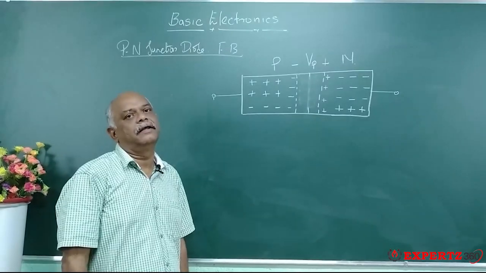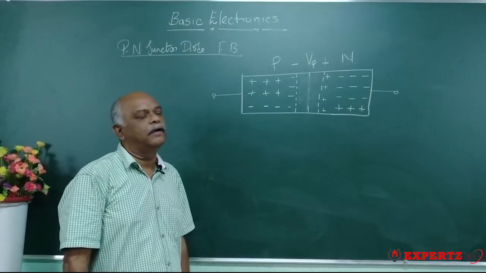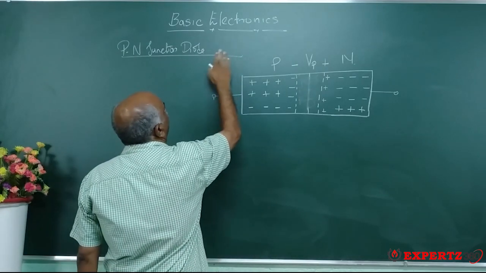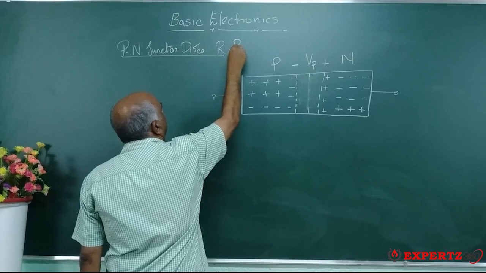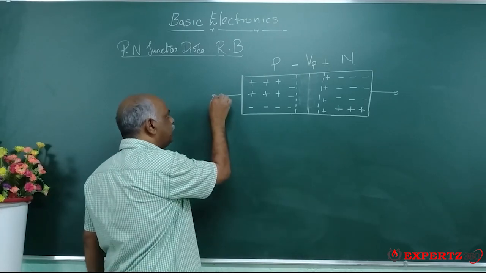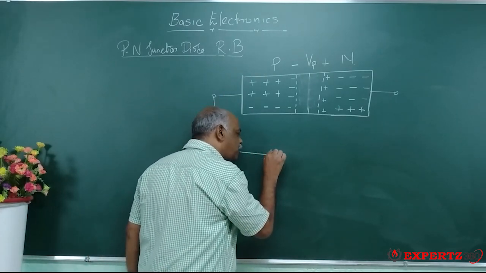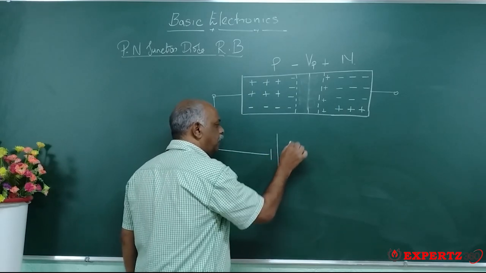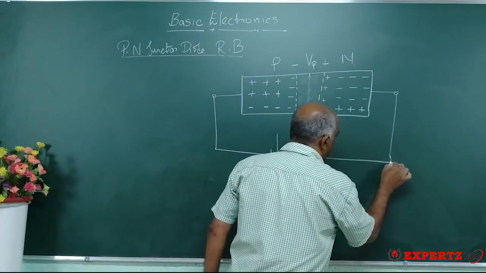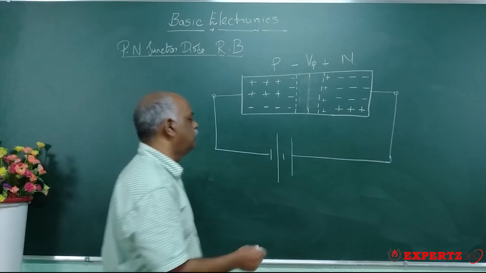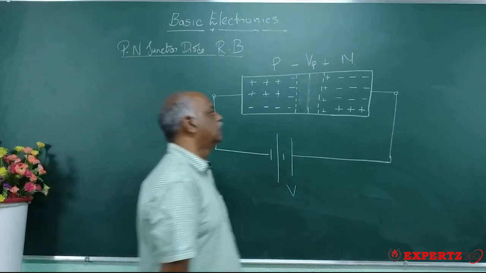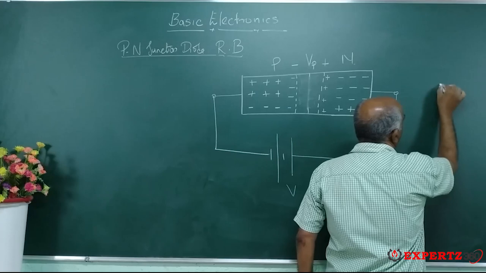See, I have drawn a diode under unbiased condition. Now I am going for reverse bias. PN junction diode under reverse bias. So let us go for the circuit. How to connect the circuit? The p-type material is connected to the negative terminal of the battery and the n-type is connected to the positive terminal of the battery. Clear? I have a voltage V. Now let us draw a diode. See, this is the diode.